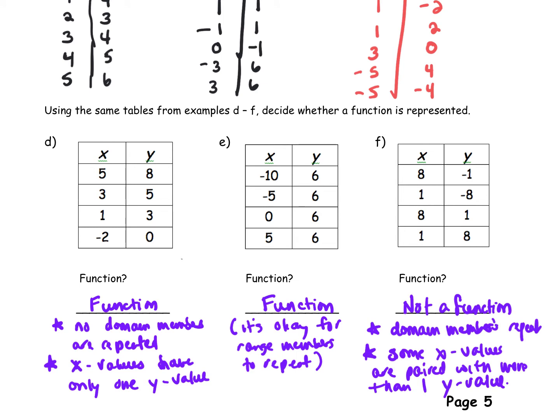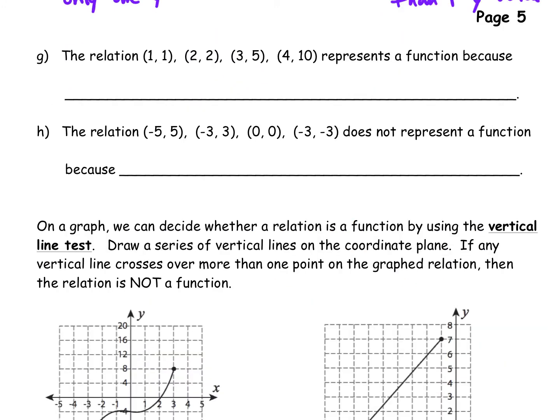Okay, when you're done taking those notes, please move forward and turn to the next page. All right, sometimes they give us ordered pairs instead of a table or mapping. Sometimes they're represented just as pairs. So it says the relation, and it lists the ordered pairs, represents a function. So they're telling us right off the bat that this is indeed a function.